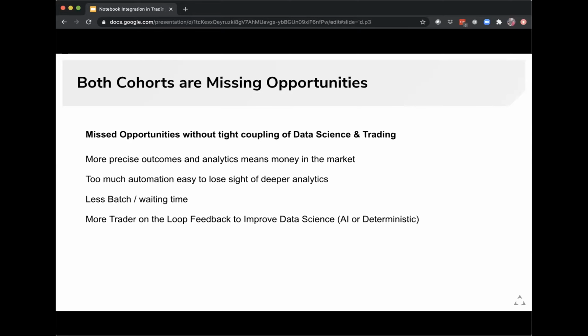More precise outcomes can also mean more money in the market. We're going to look at a scenario here in a minute where we have to deal with a compliance issue. And the less precise you are in compliance, what happens? You add more padding to all of your calculations, which means less money in the market. That's what happens a lot when you have to use less precise methods and you can't run that code quickly to see how far you can push that envelope.